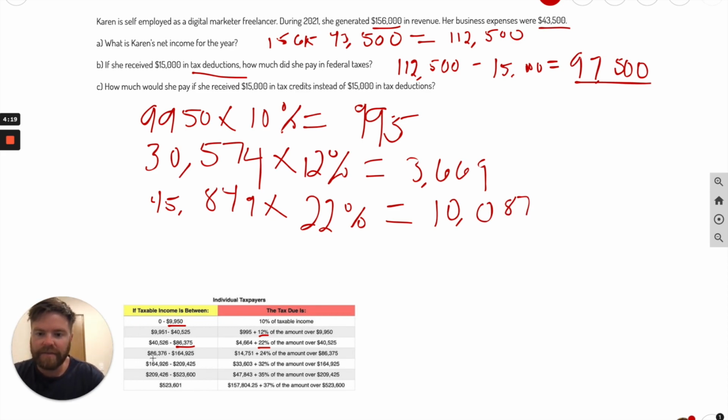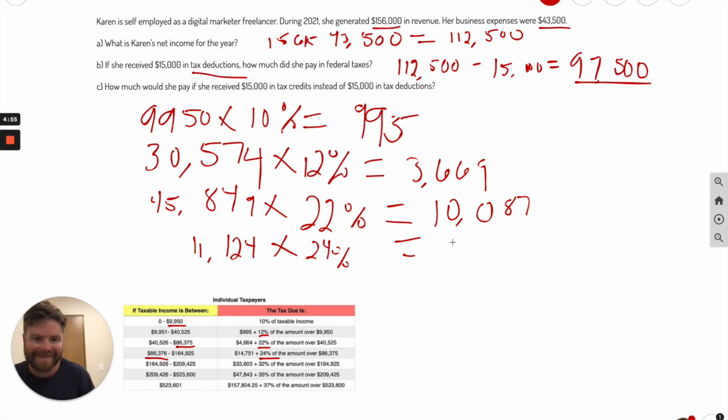Now lastly, we're going to get the amount that's over this number, and remember, it's 97,500. So we take 97,500 and we subtract out the low end number, which is 86,376. There we go. And we get 11,124. We're going to multiply that times the next bracket, which is going to be 24%. And there we are. And that's going to be 2,669. Actually, we're going to round it up, so it's going to be 2,670.